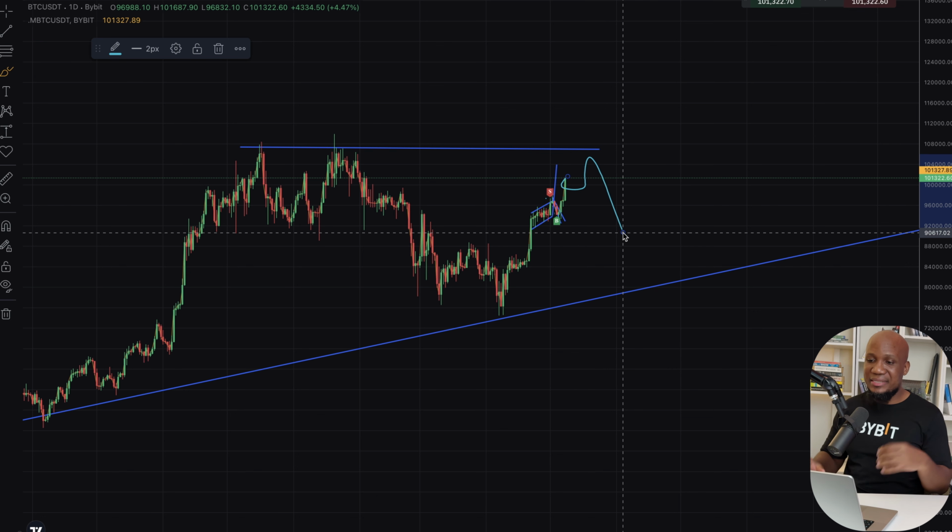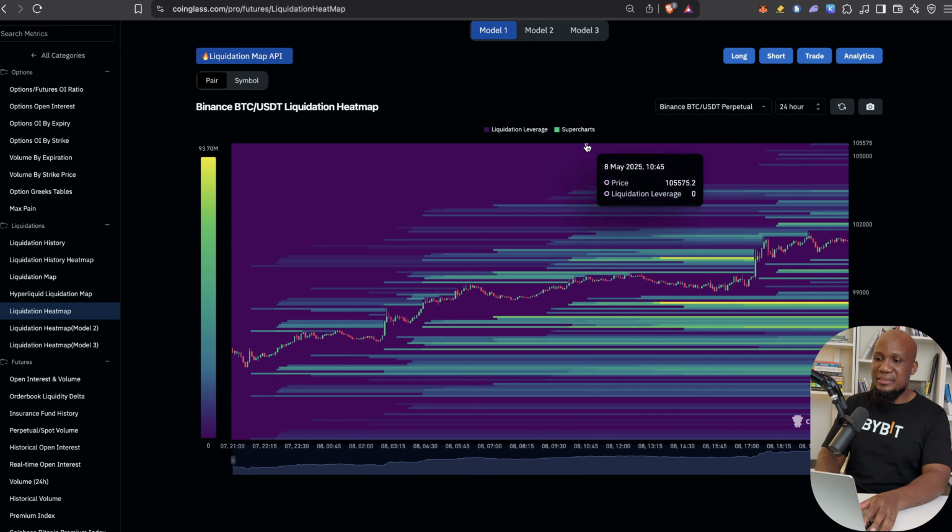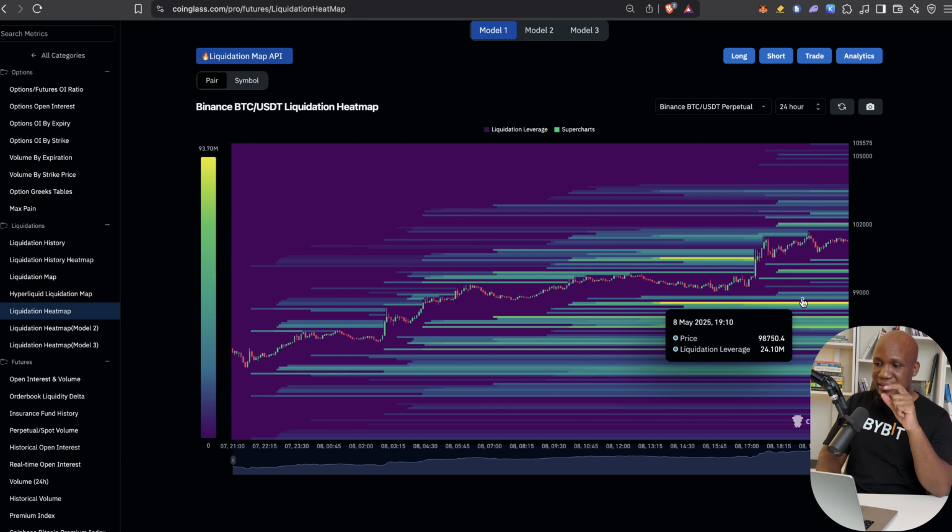Do not be over bullish at this point until we break above, let's say, 109, 110,000. If we're able to break above 110,000, that's when we can be over bullish, because 120,000 is going to be very probable. But as I told you guys, right now in a short time frame, the possibility of the market retracing below 100,000 is very likely.